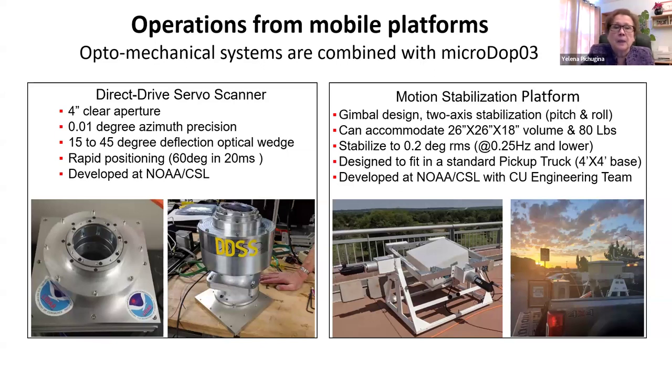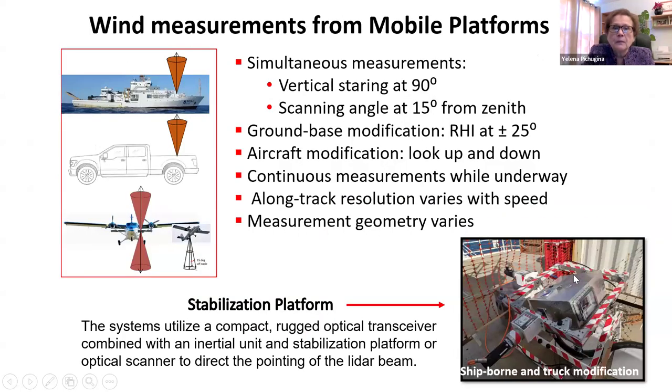Okay. So here is some information on our scanner, the optomechanical system that is combined with the micro-Doppler LIDAR. On the left, you can see a scanner that was developed by our engineers, and it has 0.01 degree azimuth precision, and it can also rotate very rapidly, like 60 degrees in 20 milliseconds. A motion stabilization platform, shown here on the porch of our building, was designed together with our engineers and also the CU engineering team. It can stabilize motions up to 0.2 degrees RMS. It's designed to be on a truck or aircraft, and is set up on a truck as shown here at the bottom. So this sketch shows measurements from all of those platforms.